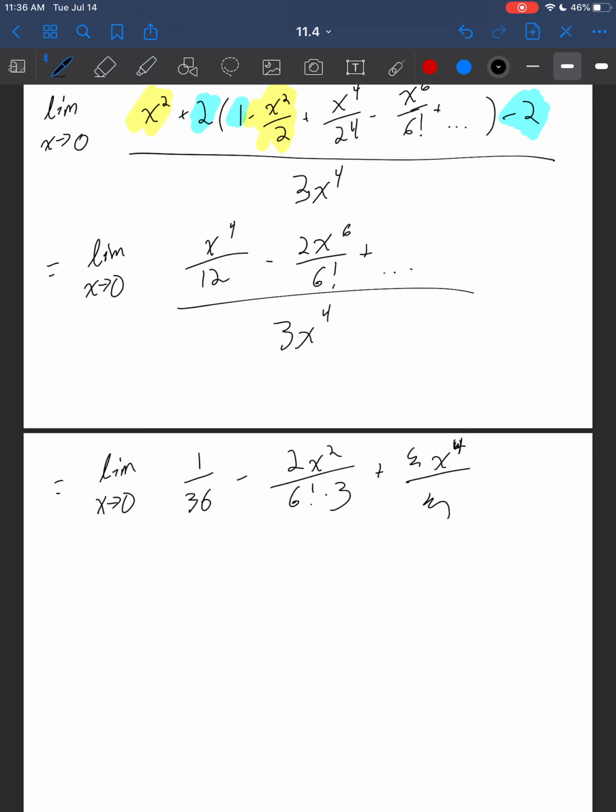And all of these terms over here have at least an x squared in them, right? It's x to the fourth, x to the sixth, and so on and so forth. So these are all going to go to 0. And so our limit is just going to be 1 over 36.